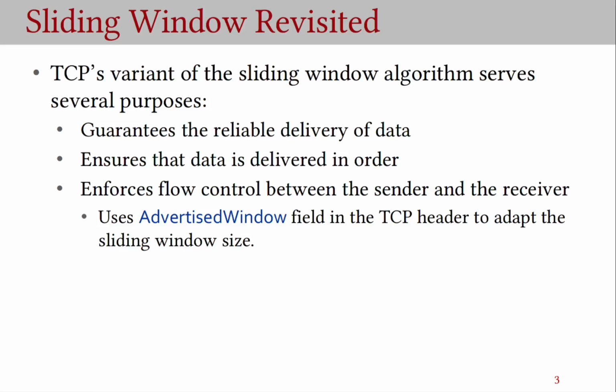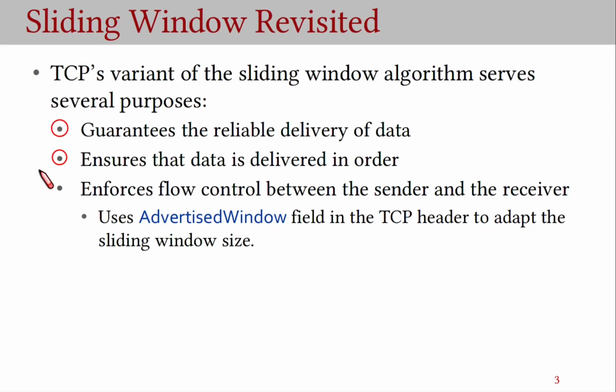In an earlier video, we had discussed the sliding window algorithm. TCP's variant of the sliding window algorithm serves several purposes. It guarantees reliable delivery of data, which we saw at that time also. And it also ensures that the data is delivered in order. We had discussed these two. If these things are not clear or you don't remember the details, you might want to go and watch that video again. That video is called Reliable Transmissions.